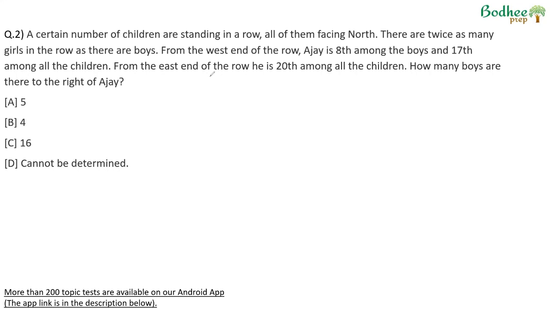A certain number of children are standing in a row, all of them facing north. So this is north, the upward position is north. They're standing like this. There are twice as many girls in the row as there are boys. So if the number of boys is x, the number of girls is twice of x, which is 2x.